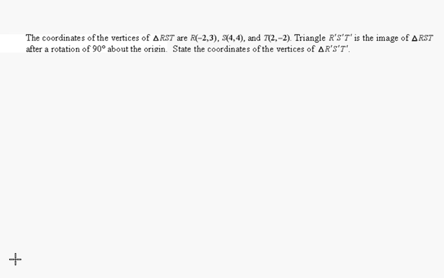The coordinates of the vertices of triangle RST are R (-2, 3), S (4, 4), and T (2, -2). Triangle R'S'T' is the image of triangle RST after a rotation of 90 degrees about the origin. State the coordinates of the vertices of triangle R'S'T'.